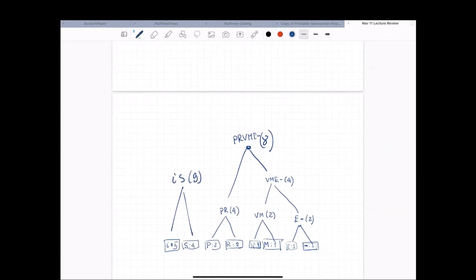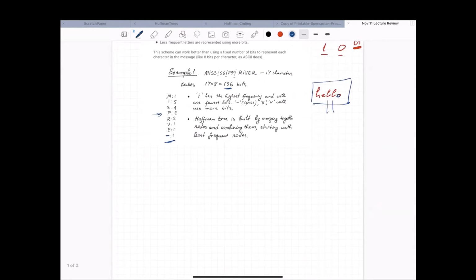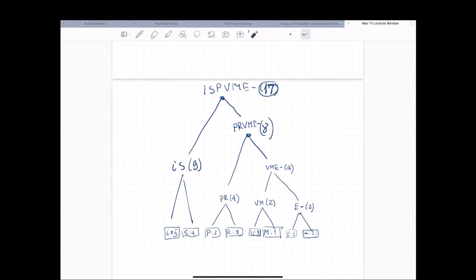Okay, so now what's the next step? I only have 2 nodes left, so I don't even have to think at this stage. I'm going to combine these two, and I end up with IS, P, V, M, E, and space, and I have 17 as the value. Now, of course, this 17 better be the sum of these numbers here. If you add up these numbers, 1, 5, 4, 2, 2, 1, 1, 1, they should add up to 17 because 17 is the total number of characters.